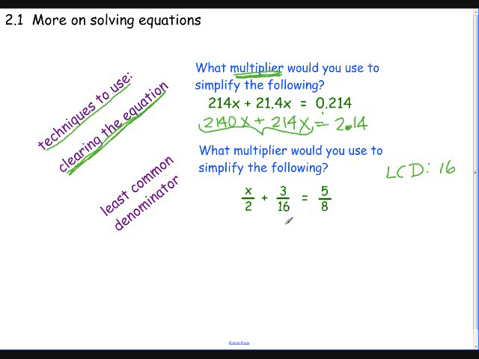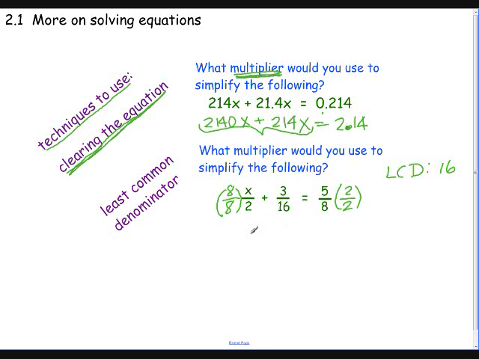Okay, 16 I hear, which means I'm going to have to multiply this by something because its denominator is not 16. This one's already okay, and what about this one? I'm going to need to multiply that by something as well. This will multiply by 1, yes, but what's that 1 going to look like? 8 over 8. Good. And this one? 2 over 2.